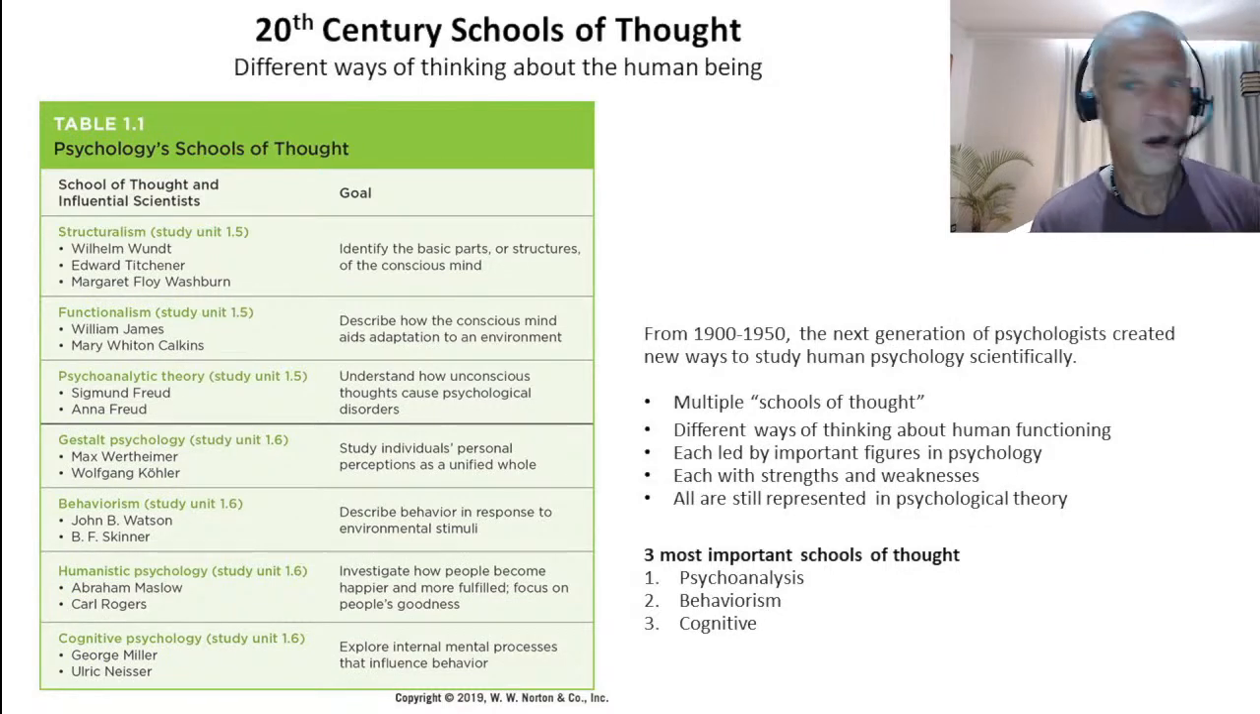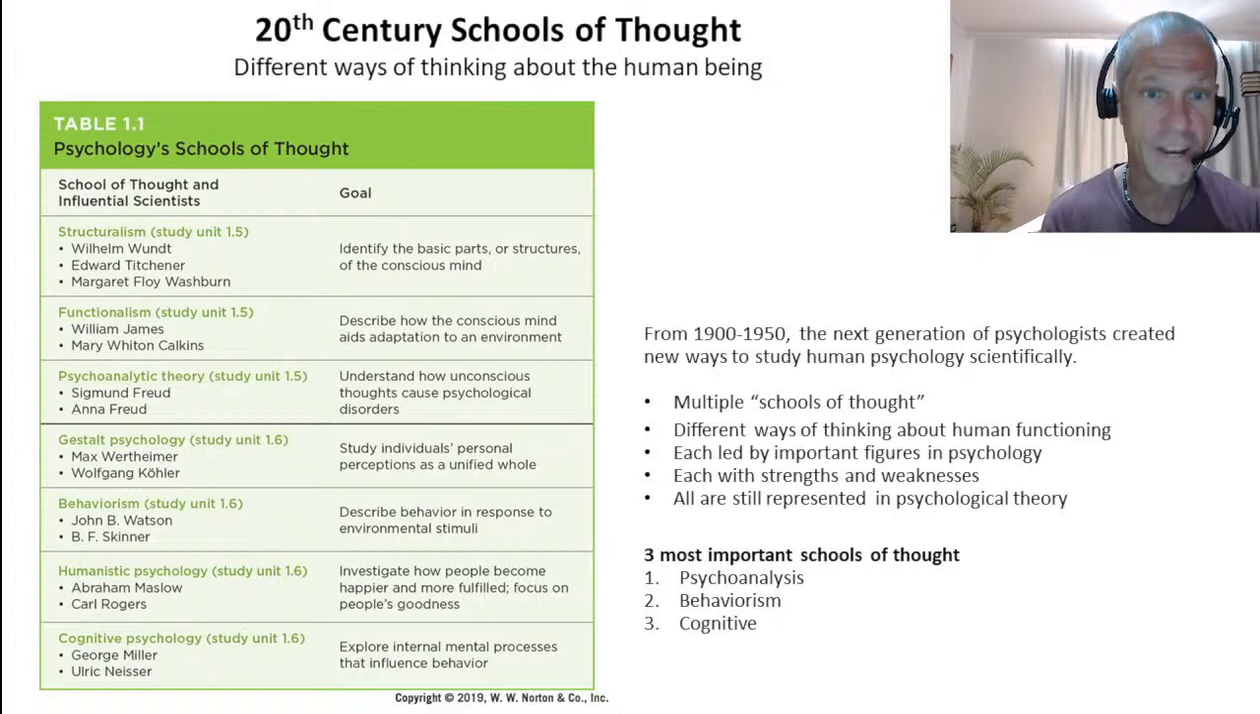Some people wanted to focus on social relationships. Other people wanted to focus on how we learn things. Other people wanted to focus on how we grow and develop. So there were different, if you will, schools of thought and approaches to psychology, different ways of thinking about human functioning. Each of these early approaches was led by an important figure in psychology of historical importance. And each of these approaches were good for some reasons, and they had limitations for other reasons. And most of these thoughts are still represented in psychological theory.